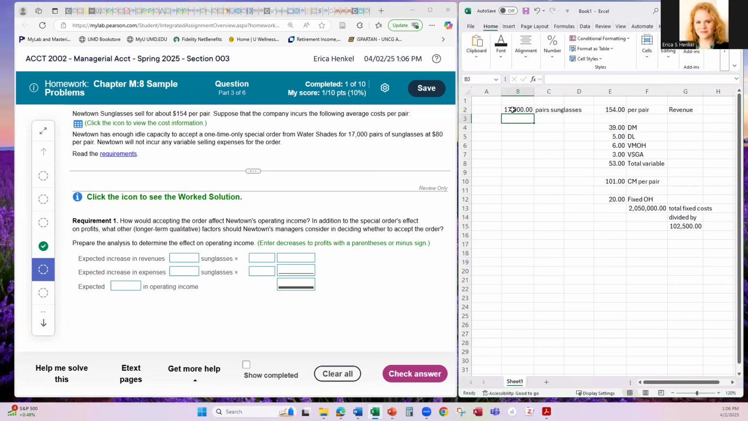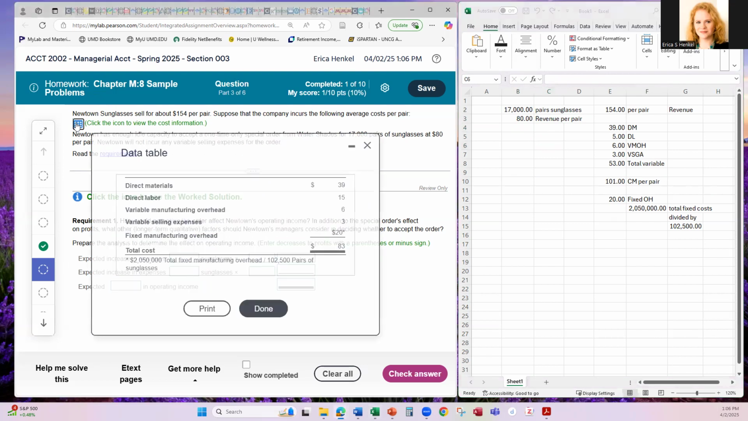And the price will be $80 revenue per pair. Okay, there we go. So that would get us a contribution. Let's see, if we had revenue per pair of $80, let me look here. Anything else we need there? No, I think we got everything.